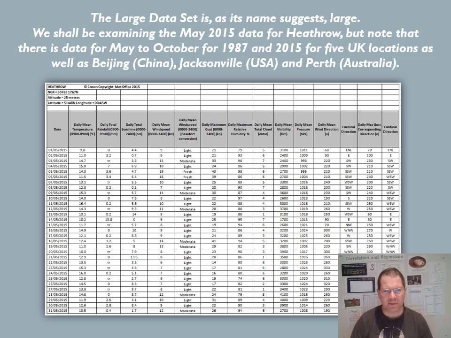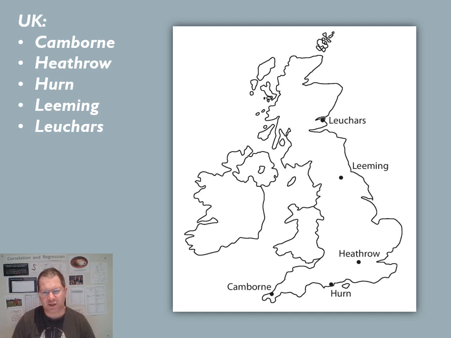In this video, we're just going to be focusing on the May 2015 data for Heathrow to keep it a bit simpler. So the 5 UK locations, we've got Camborne down on the bottom left, we've got Heathrow in London, we've got Hurn down on the south coast, we've got Leeming up in Yorkshire, I believe, and I don't know how you pronounce that, Leuchars up in Scotland.